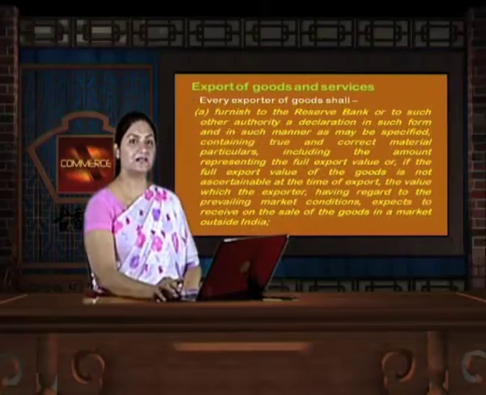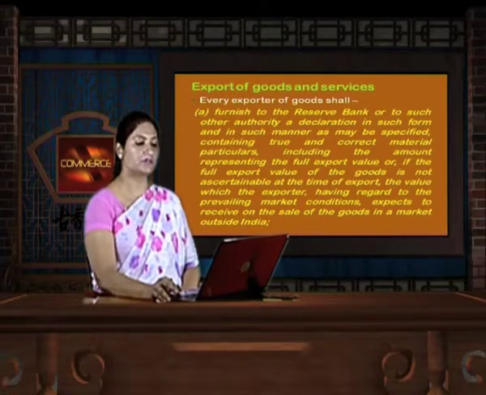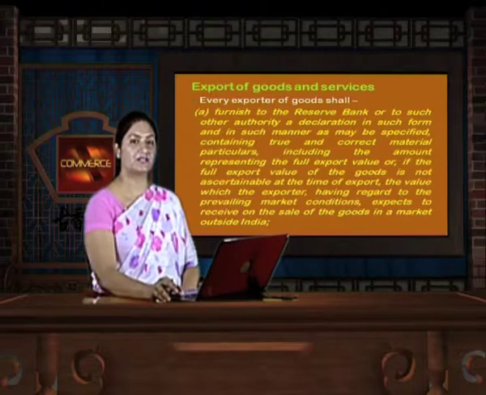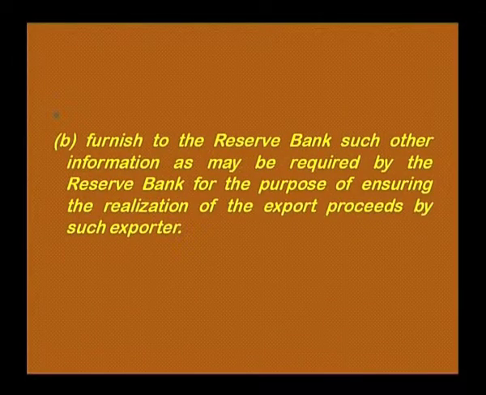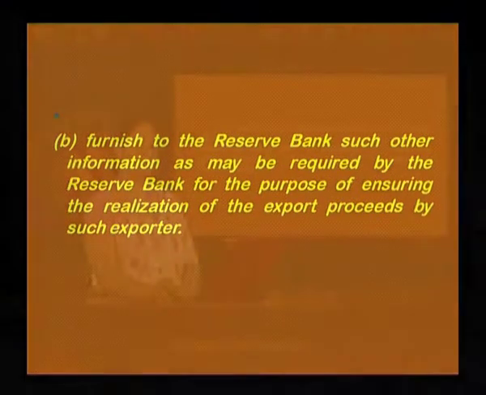Now, this is done in order to ensure the correct foreign exchange value of the goods or services that shall be transacted overseas. Second, the exporter shall furnish to the Reserve Bank such other information as may be required by the Reserve Bank for the purpose of ensuring the realization of the export proceeds of such exporter. So, he will be giving details regarding the goods and services that he is going to export, and the same shall be furnished to the Reserve Bank.